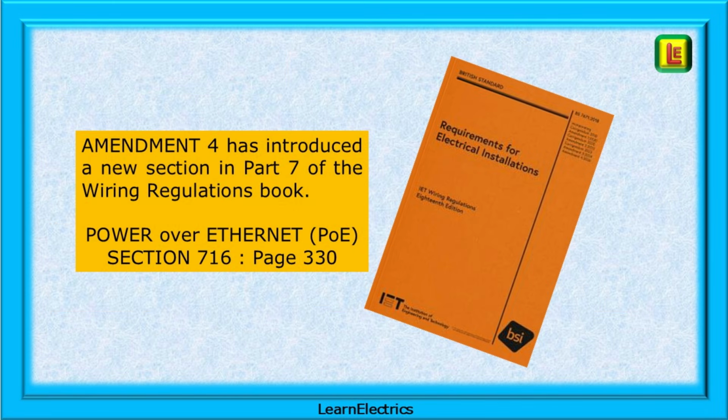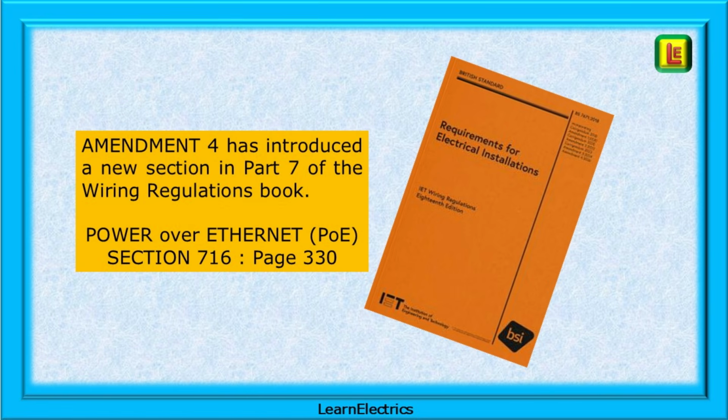With Amendment 4 of the Wiring Regulations, we find new sections, new regulations and new exam questions, and the introduction of a new section in Part 7, Special Installations or Locations. This new section is called Power over Ethernet and is abbreviated to PoE and is numbered Section 716. You will find this new section on pages 330 and 331.